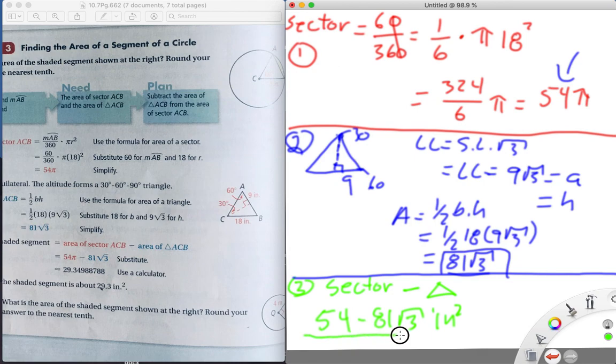A lot of textbooks would say that's good enough. They would say solve it in terms of pi and solve it in terms of a radical. And it also says that in this textbook. They also might ask you to round it to the nearest tenth, and that would be 29.3. 29.3 inches squared.